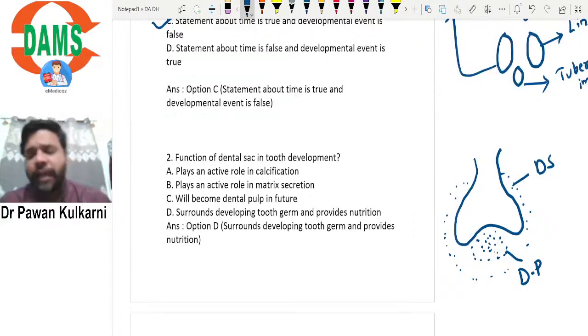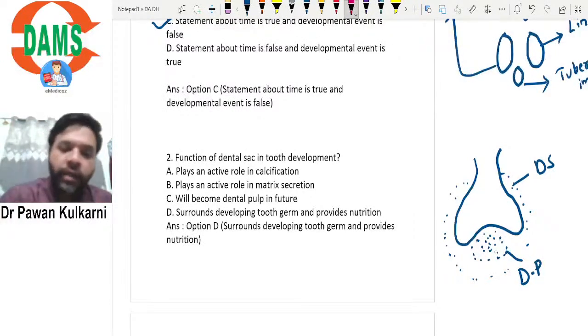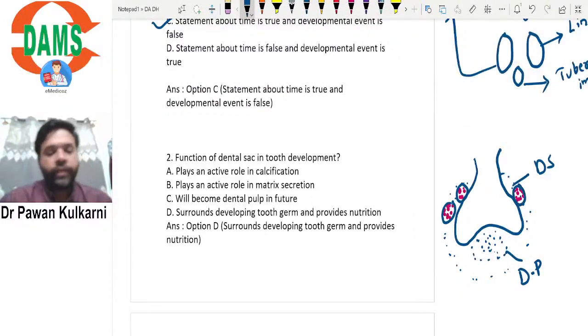So what is the main function of this dental sac? Its main function is that it contains blood vessels. It is rich in blood vessels, highly vascular. If it is highly vascular, it can provide nutrition. It can provide the oxygen and nutrients required to the very important cells here. What are the important cells here? The ameloblasts.